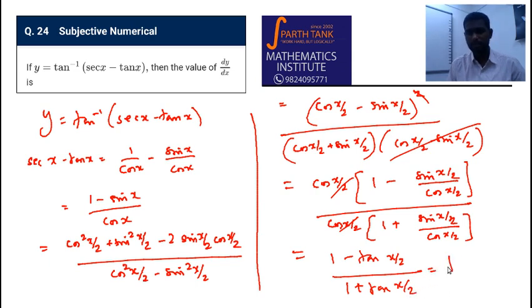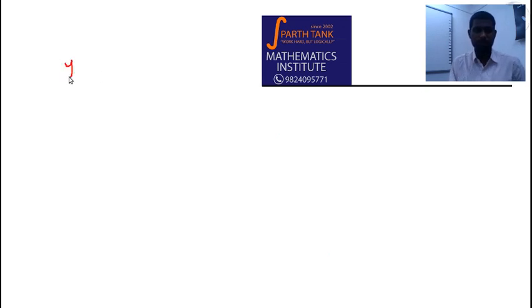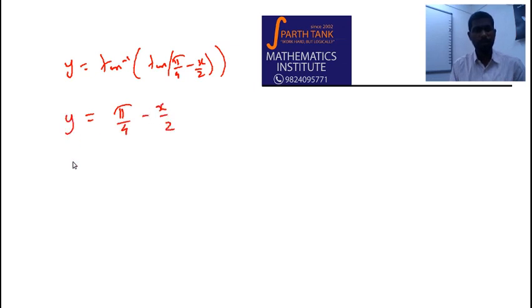This is nothing but tan of (pi by 4 minus x by 2). Do you remember this? Tan of (pi by 4 minus x by 2) is (tan pi by 4 minus tan x by 2) by (1 plus tan pi by 4 tan x by 2). And since tan pi by 4 is 1, it comes to this neat form. Therefore, y is tan inverse of tan of (pi by 4 minus x by 2). This becomes pi by 4 minus x by 2. So the derivative of y is nothing but minus 1 by 2. So the answer for this problem is minus 1 by 2.